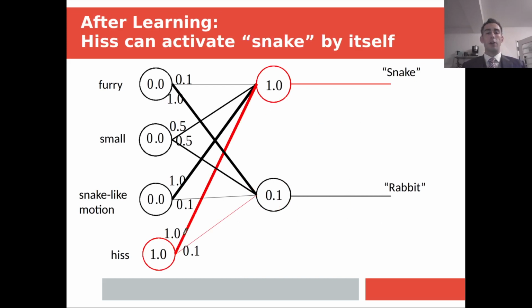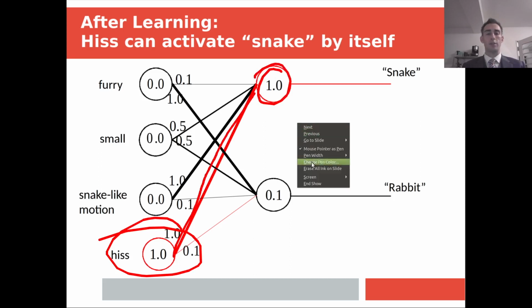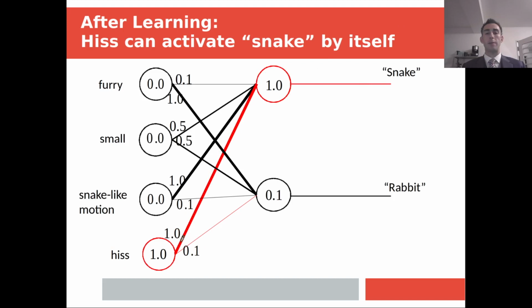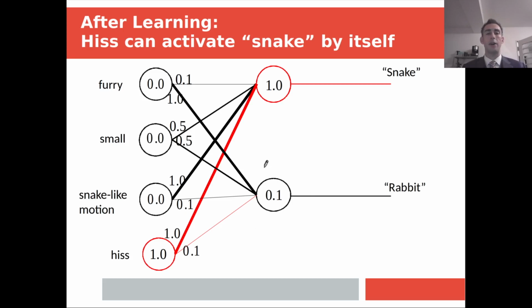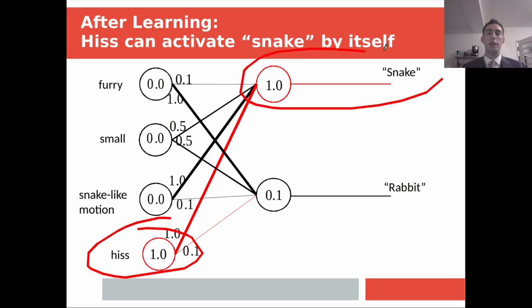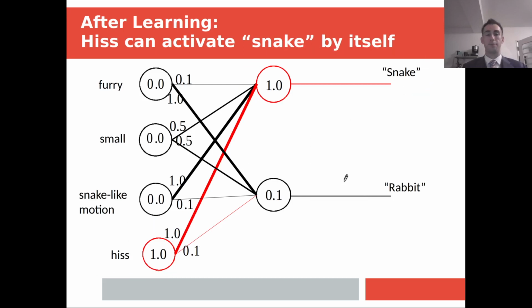So then after learning, when only the hiss is activated, snake is activated 1.0, so it's more strongly activated, whereas rabbit's weight is now only 0.1, so rabbit's only activated 0.1. The rabbit concept is less strongly activated. So you can understand this concept, which is really abstract, sort of mathematical symbols, but you can see how neurons and concepts, cell assemblies in the brain, being co-activated or not activated at the same time can cause different concepts to be associated and learned in the brain of an animal, of an organism.